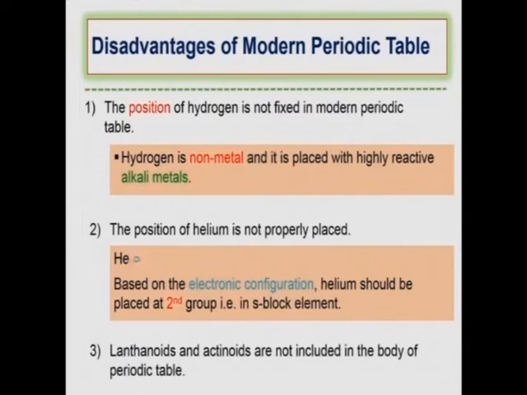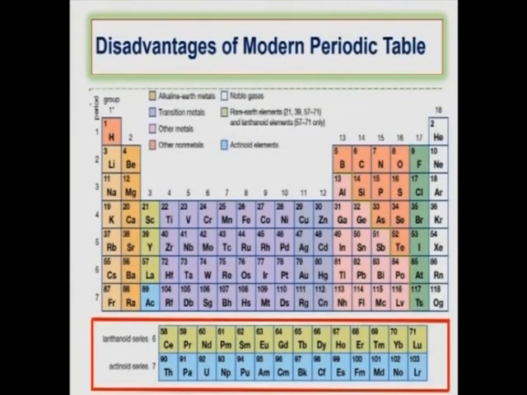The third disadvantage is that the lanthanoids and actinoids are not included in the body of the periodic table. Actually, lanthanoids and actinoids should also be inside the periodic table, but they are generally observed outside it. So that is the third disadvantage of the modern periodic table. You can see here, it is not fixed. It should be inside, but it is placed outside.